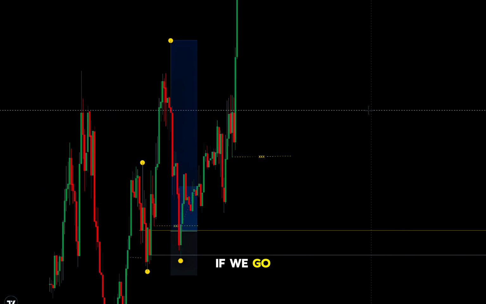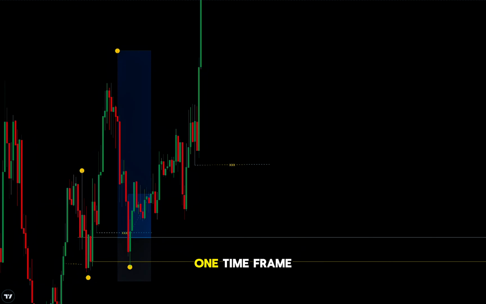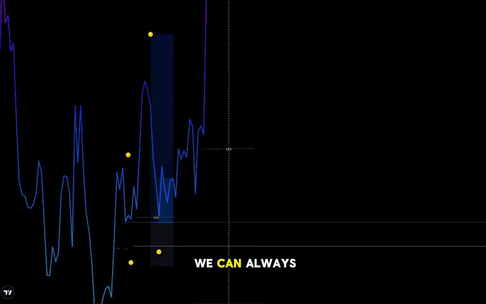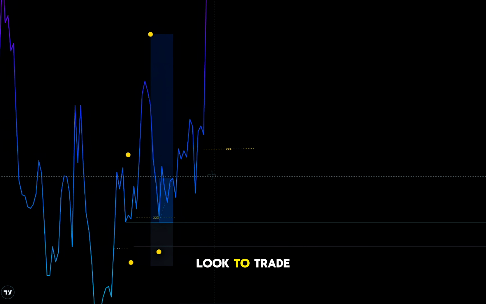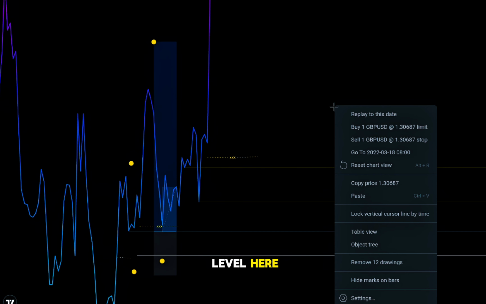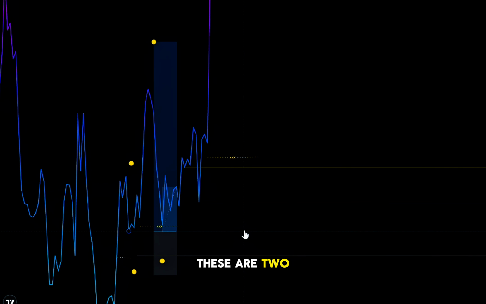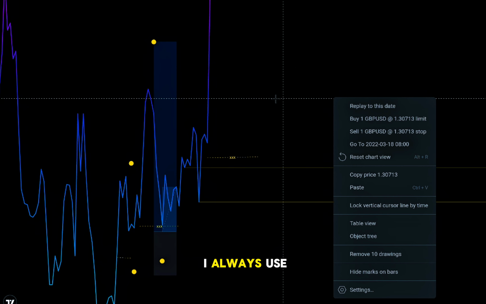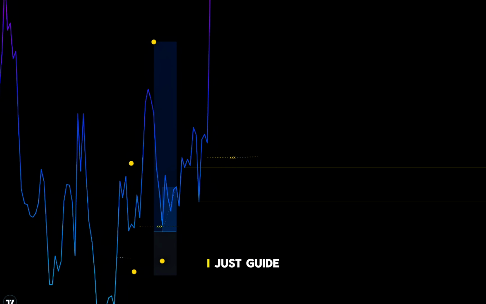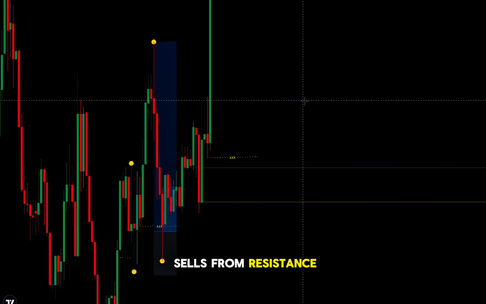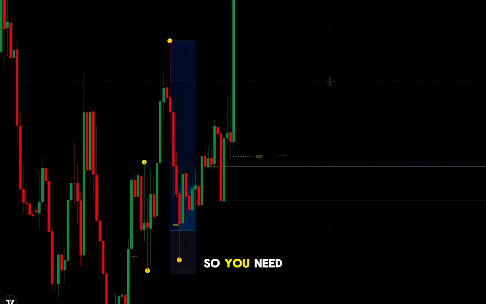If we go to the higher time frames, one time frame higher, then we can see that we have levels that we can always look to trade from. This level here and then this level here, these are two H1 levels. So these levels, I always use them to just guard myself, because the market buys from support and then it sells from resistance. So you need to understand that.